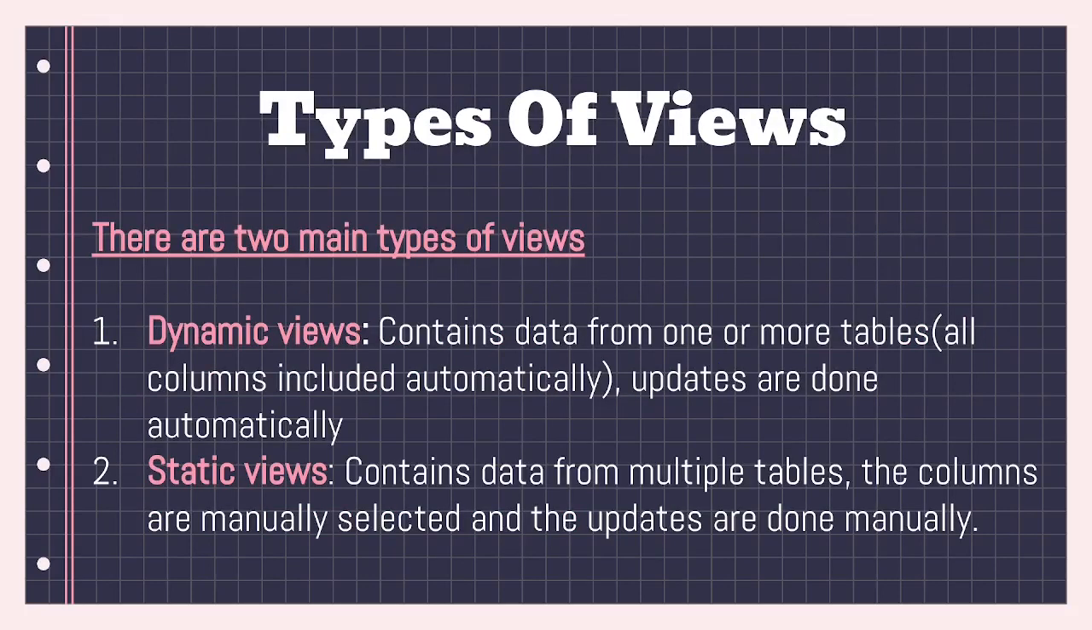So what are the different types of views that we have? We have dynamic views and static views. I'm not going to go into the theoretical part and explain it all to you. I'm just going to keep everything simple and easy to understand, and later on, if you're interested, you can read more about it. So there are two main types of views: dynamic views and static views. Dynamic views contain data from one or more tables, and all columns included are generated or updated automatically. Static views contain data from multiple tables, the columns are manually selected, and the updates are done manually. That's basically the difference between a static view and a dynamic view.